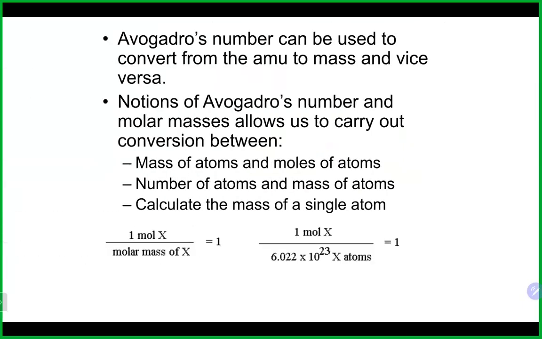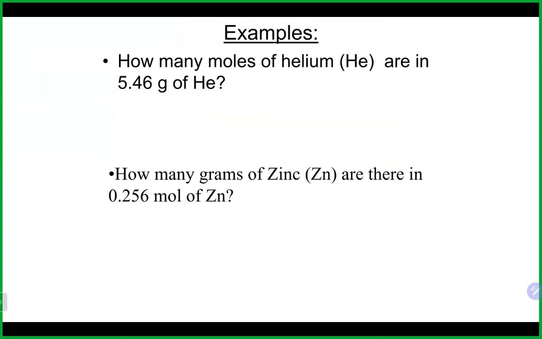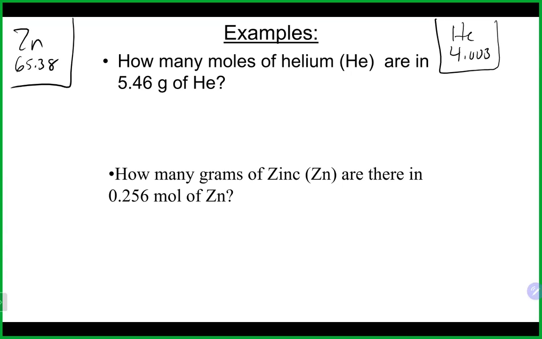So as I mentioned before, we use Avogadro's number, and we also use molar mass to do these types of conversions. And I would say, again, molar mass is probably more commonly used than Avogadro's number. All right, so I want you to try a couple of these, answer each of these questions, and we'll give you some numbers in case you can't see the periodic table. Helium is 4.003 up there, and zinc is 65.38. All right, take a few moments and calculate what it is asking for in each of those questions.